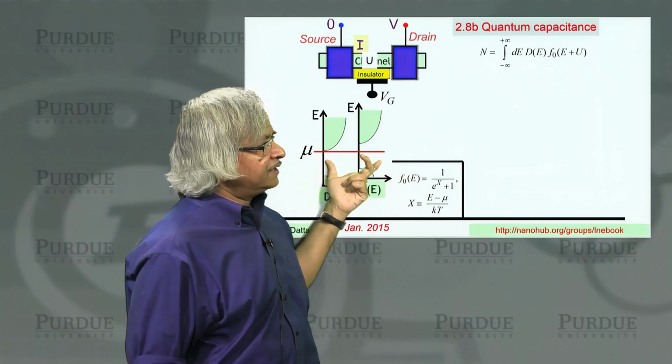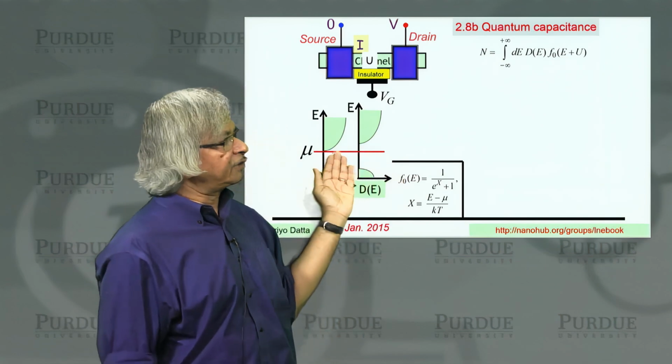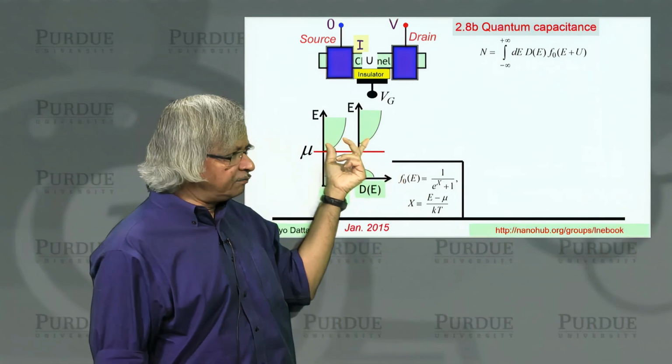And for the moment, let's think of a situation where the electrochemical potential is kind of below the band.